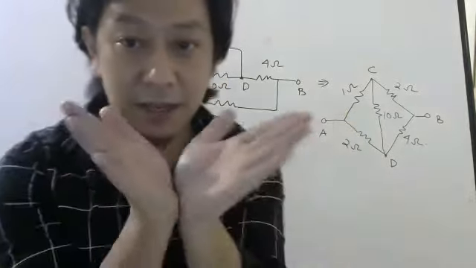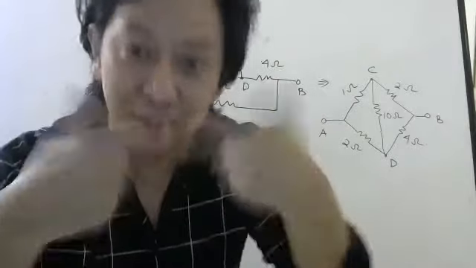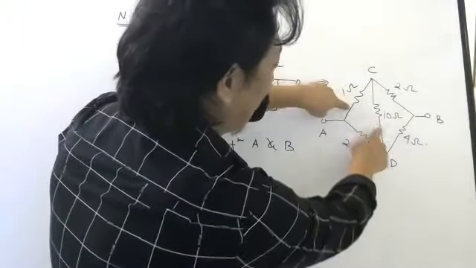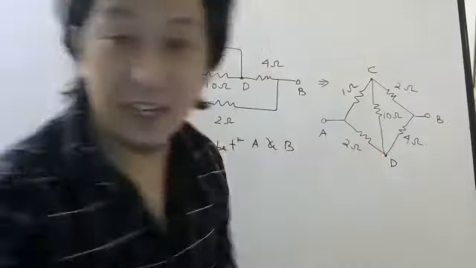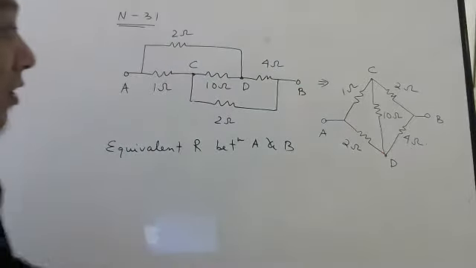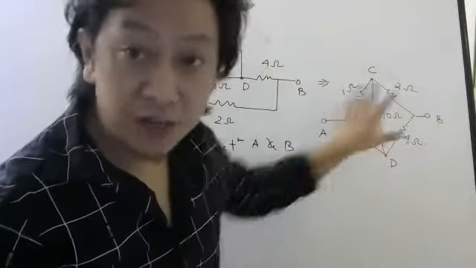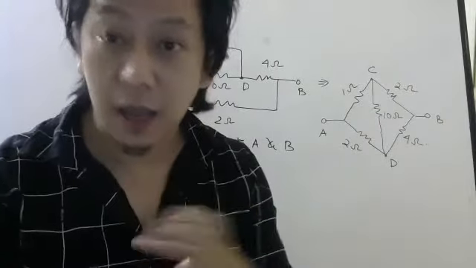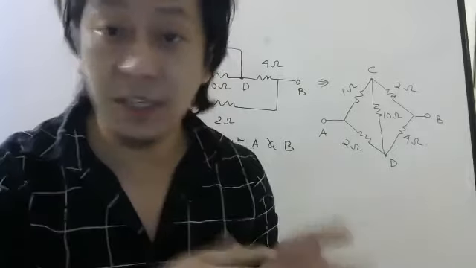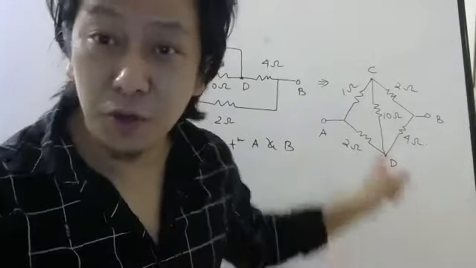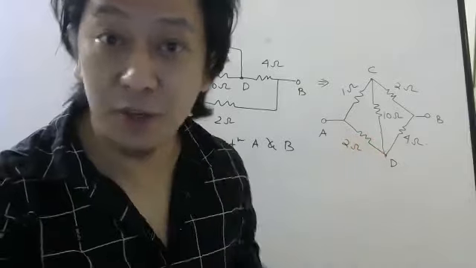Parallel means this end should be joined and the other ends also should be joined directly. So this point and this point are not joined directly. There is a resistor in the middle, right? So to find the equivalent resistance of this circuit, we cannot use symmetry and we cannot use the series-parallel concept. However, whenever you get this kind of circuit, it is a Wheatstone bridge circuit.